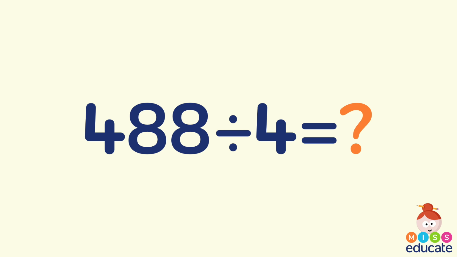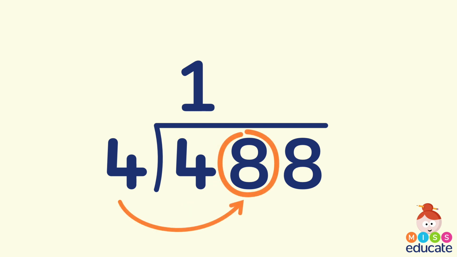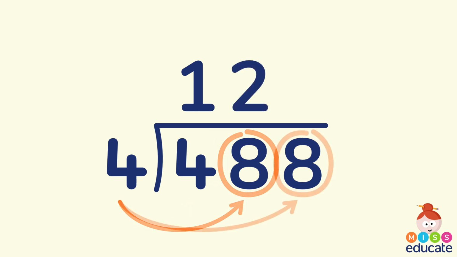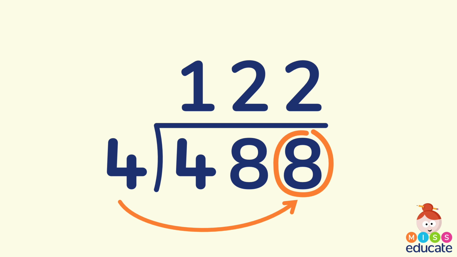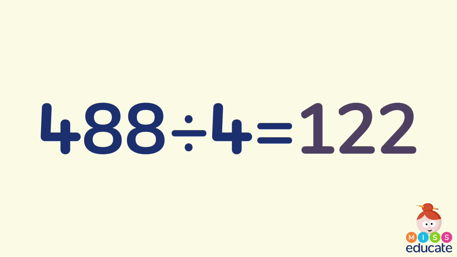Okay, welcome back. What did you do? Did it look like this? If it did, well done to you. So our 488 goes inside our bus stop, our 4 goes outside the bus stop, and we start working our way through those digits. Okay, how many 4s in 4? There is 1. How many 4s in 8? There are 2. How many 4s in 8 again? Still 2. And so we are left with our answer at the top there, on top of the bus stop, which is 122. So 488 divided by 4 is 122.